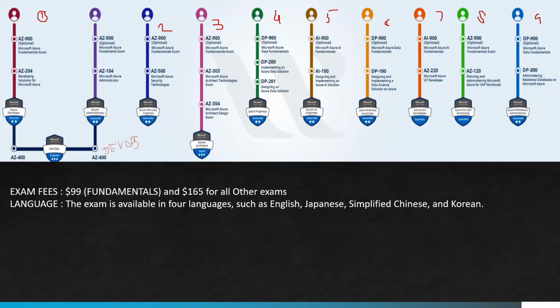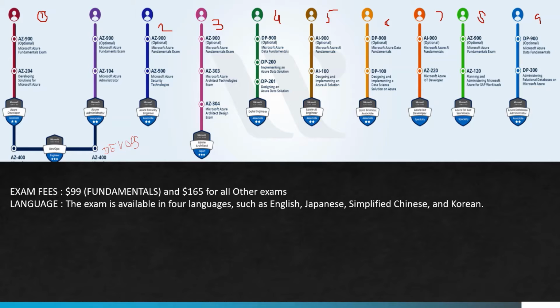Let's say if you want to become a DevOps architect, what all exams you need to pass. If you want to become an Azure artificial intelligence engineer, what all exams you have to pass. If you want to be an expert in Azure Security, what all exams you need to pass. So there are various roles, and for each role there is a separate certification which you have to perform.